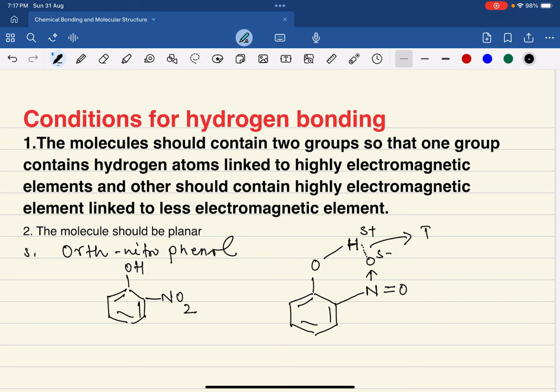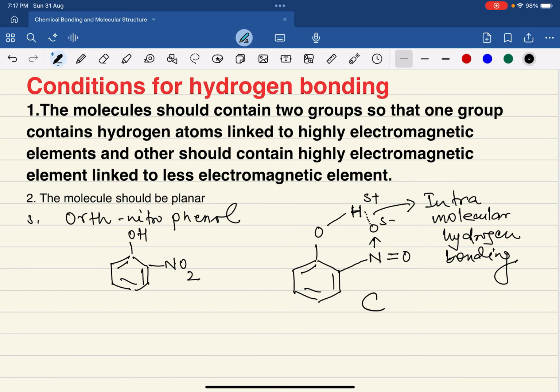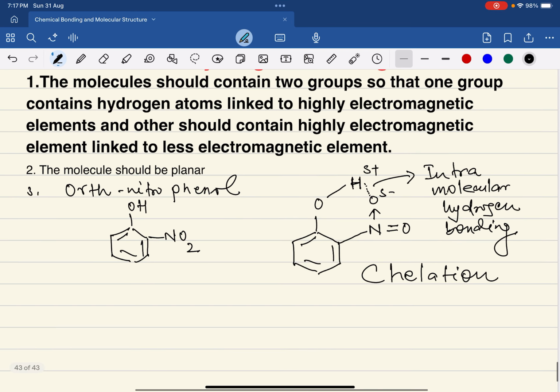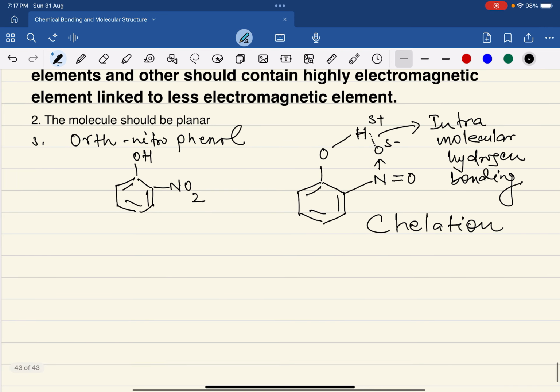When the molecule itself forms hydrogen bonding, it is known as intramolecular hydrogen bonding. And this process of cyclization is known as chelation. So, due to chelation, orthonitrophenol is able to form intramolecular hydrogen bonding.